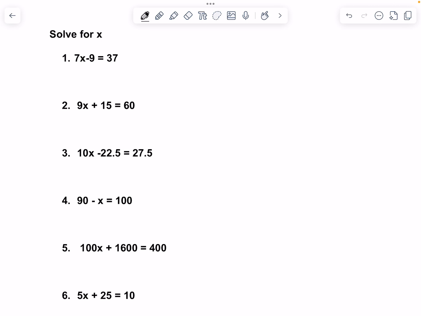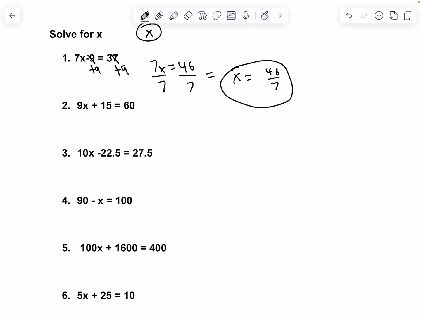For x, 7x minus 9 is equal to 37. As always, we need to isolate x. So we start by adding 9 on both sides to get 7x is equal to 46. We will divide by 7 on both sides just to get x by itself. And that'll give us x is equal to 46 over 7. And we don't need to simplify this. This is already simplified.